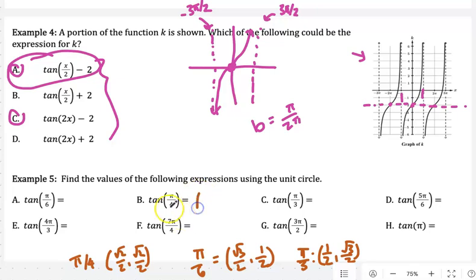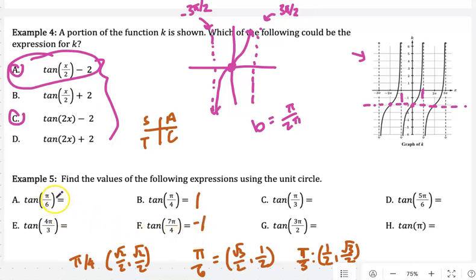In the first quadrant, my tangent value will be positive because of All Students Take Calculus. All angles, all trig ratios are positive in the first quadrant. My only other pi over 4 family is 7 pi over 4, which maps down into the fourth quadrant, and tangent will be negative in that quadrant.